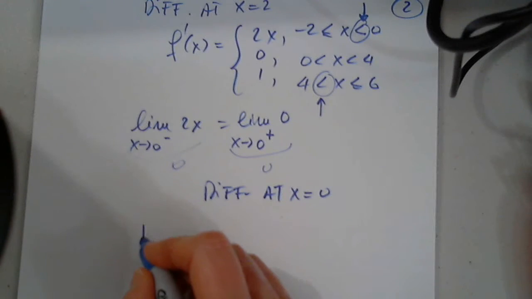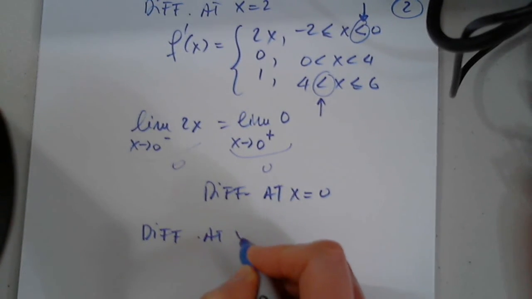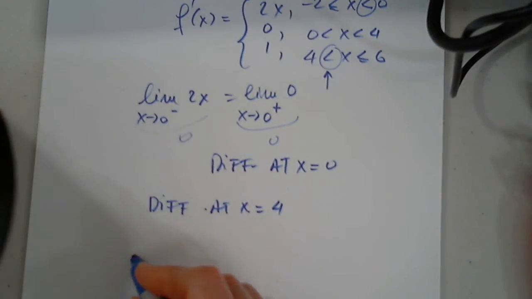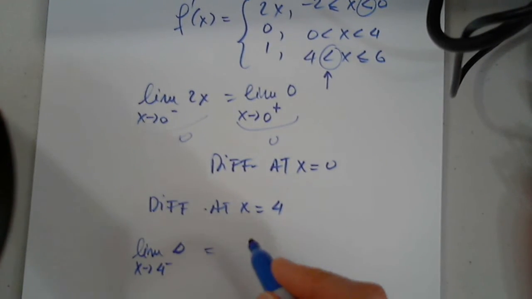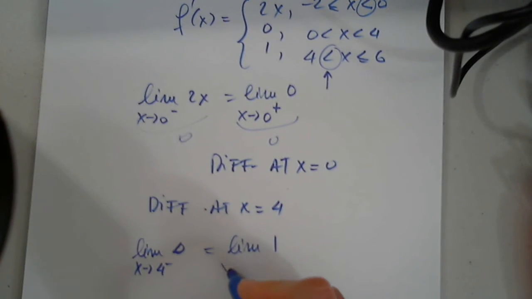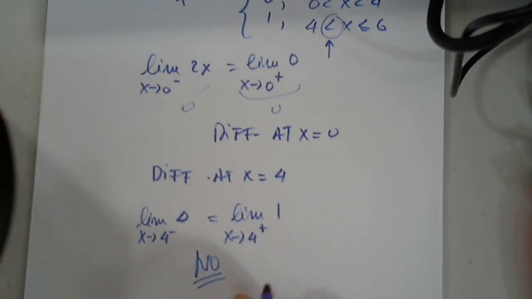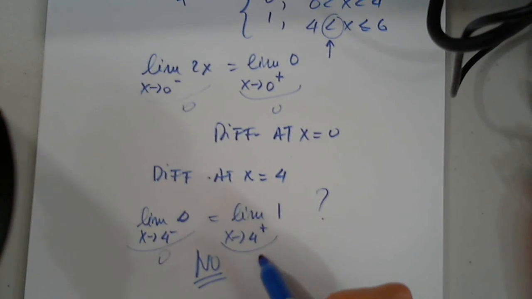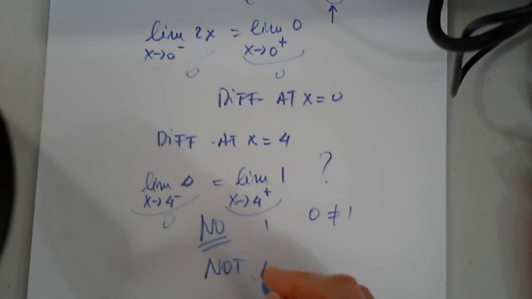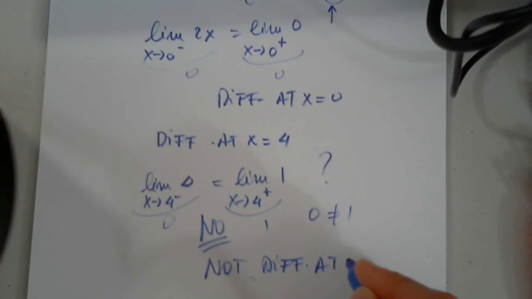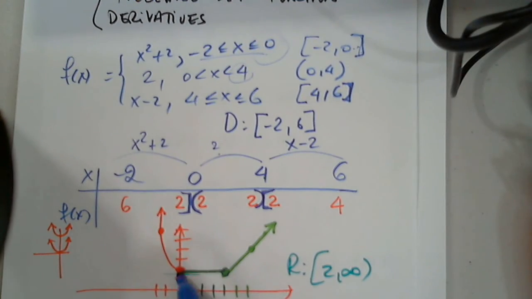Now if you want to test differentiability at x equals 4, same way. Limit of 0 as x approaches 4 from the left, does it equal limit of 1 as x approaches 4 from the right? No. Because this is 0 and this is 1, and 0 does not equal 1, and not differentiable at x equals 4. So a function can be continuous, but it may not be differentiable.